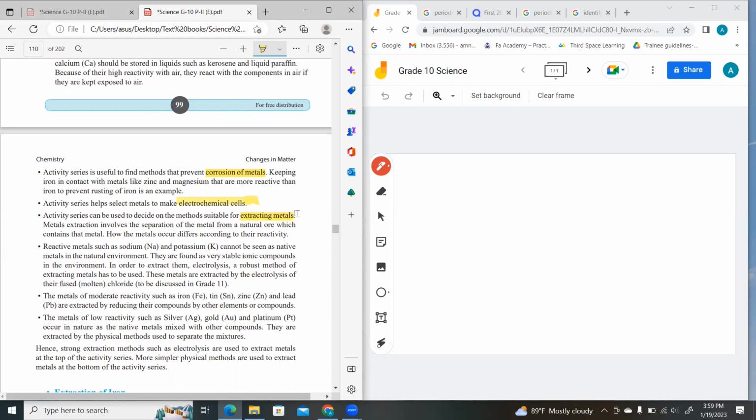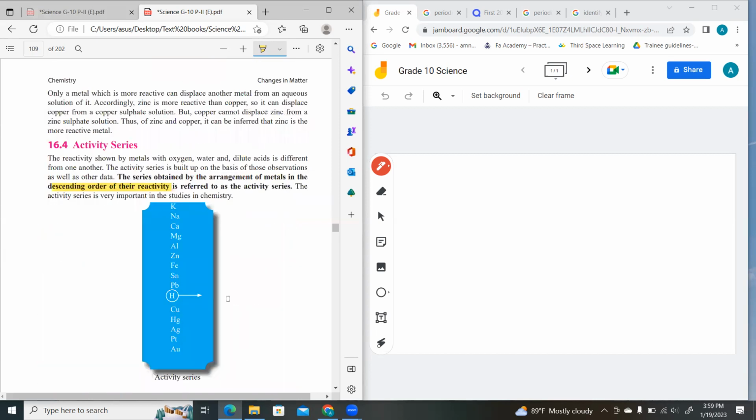How to extract, how to separate those metals. Metals are present as stones and mountains in nature, mixed with the stone, soil, and different chemicals together, right? So how to extract those out of those stones? We have to decide that first, right? For that, to decide the extracting method, we need to know the reactivity.